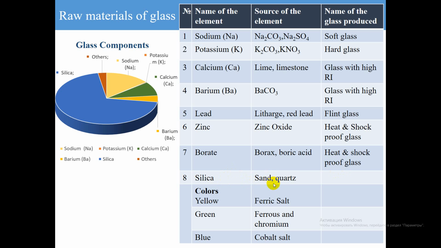Silica you can find in sand and quartz. Colors: yellow in ferric salt, green in ferrous and chromium, and blue in cobalt salt.